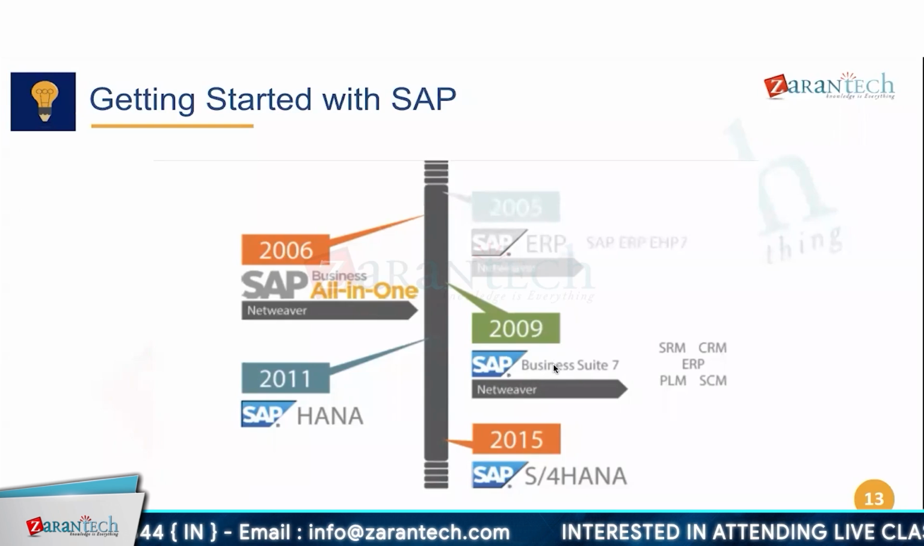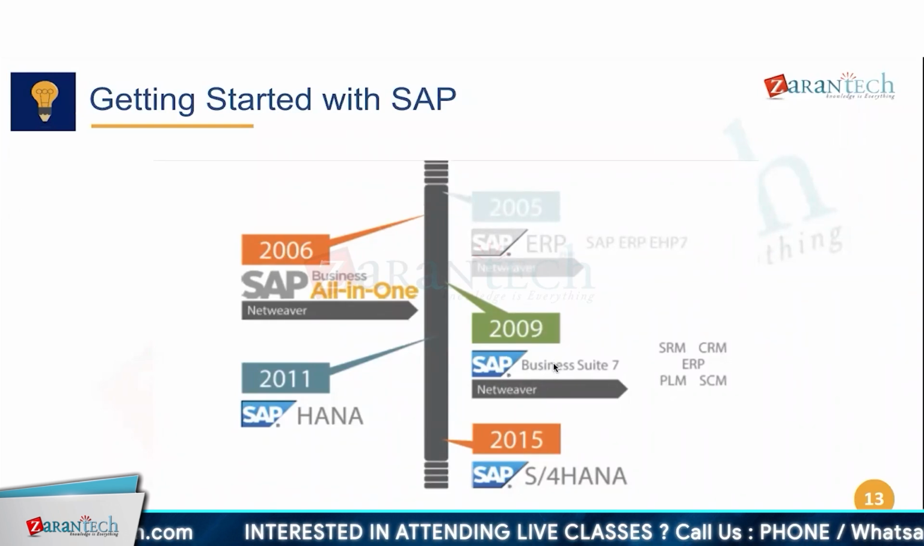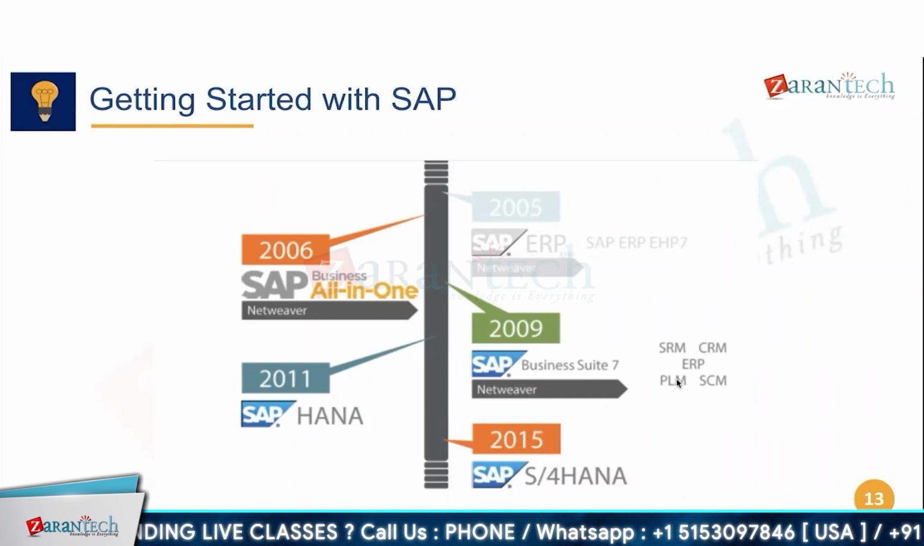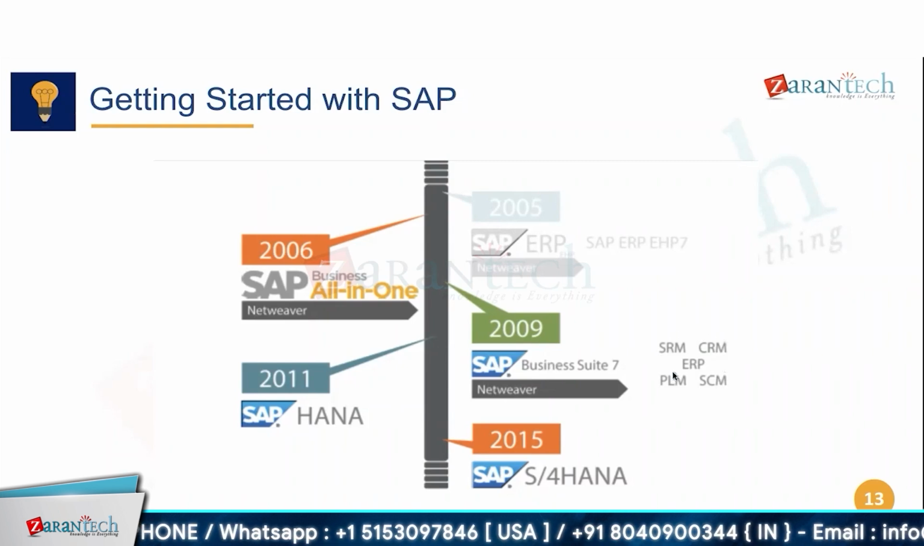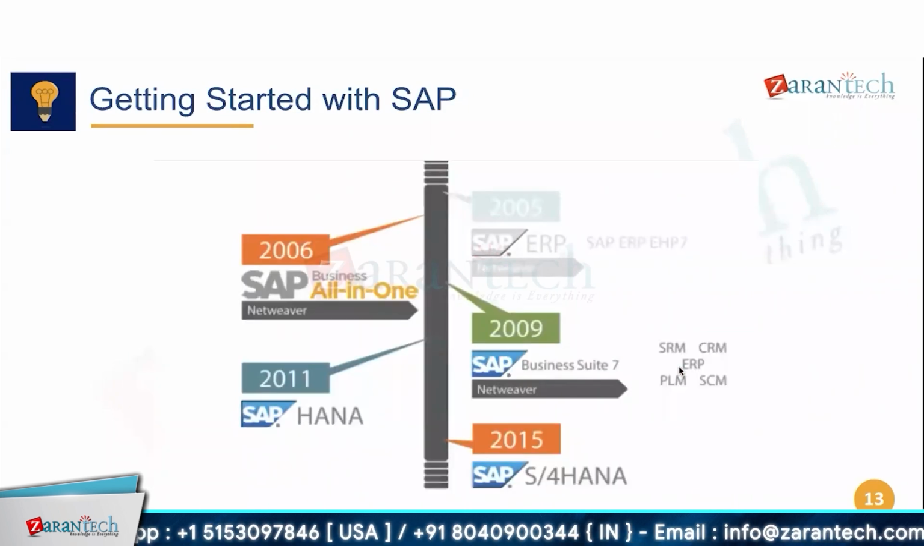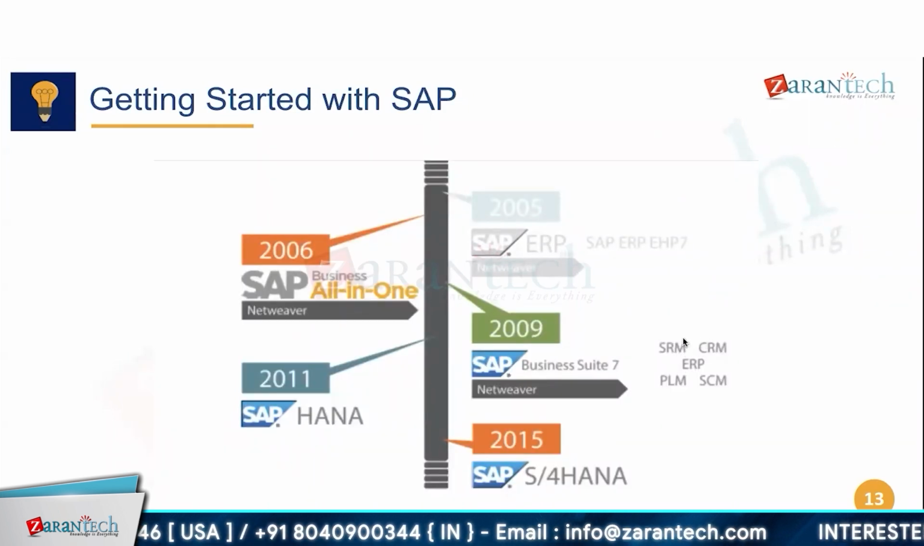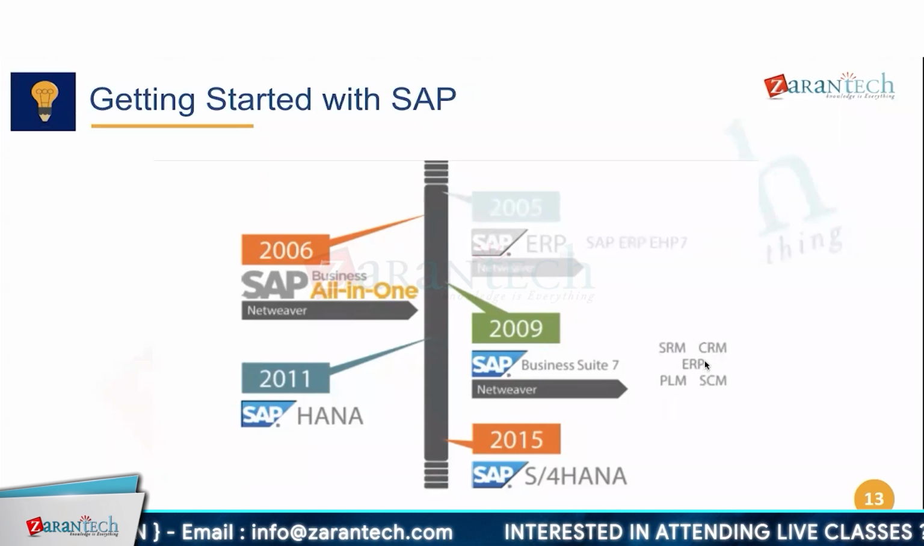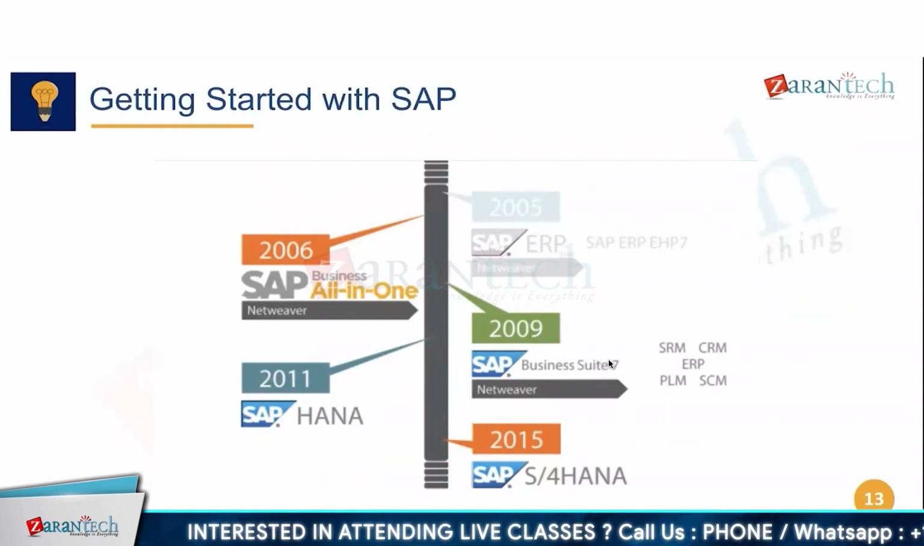So what they thought is, my ERP is doing fine, but what about customer relationship management? What about supplier relations? What about product life cycle management? What about supply chain management? Those were all separate systems: CRM, SRM, PLM, and ERP. They combined all those 5 components, or 5 products, into one, and called it SAP Business Suite.